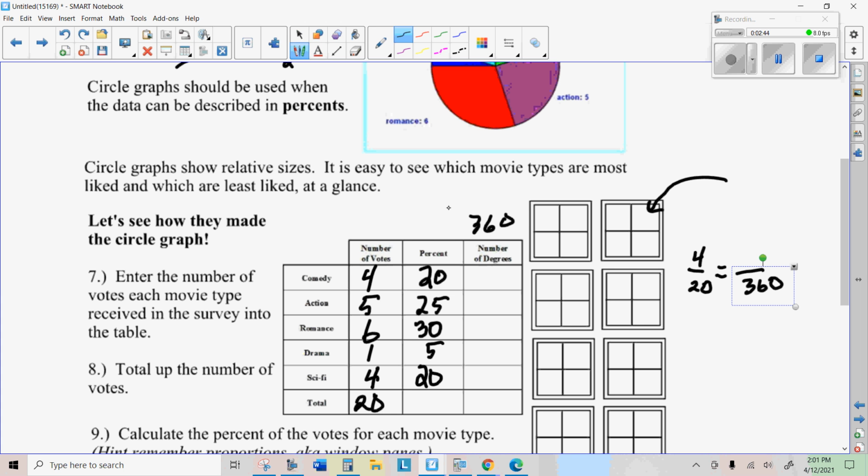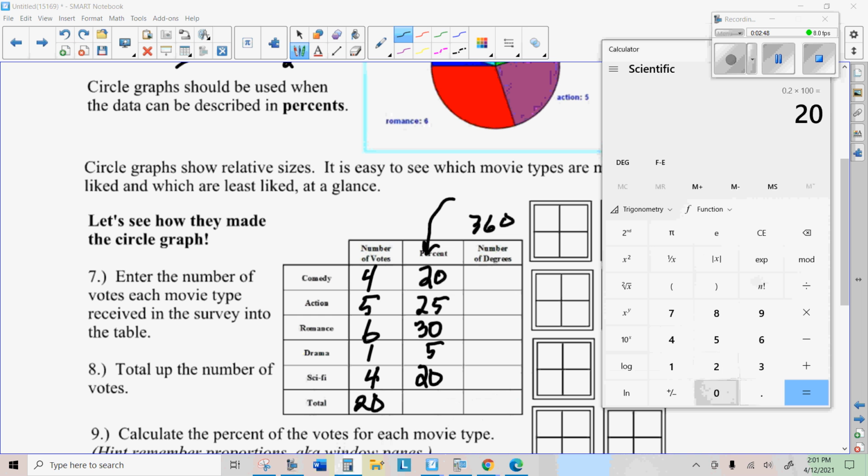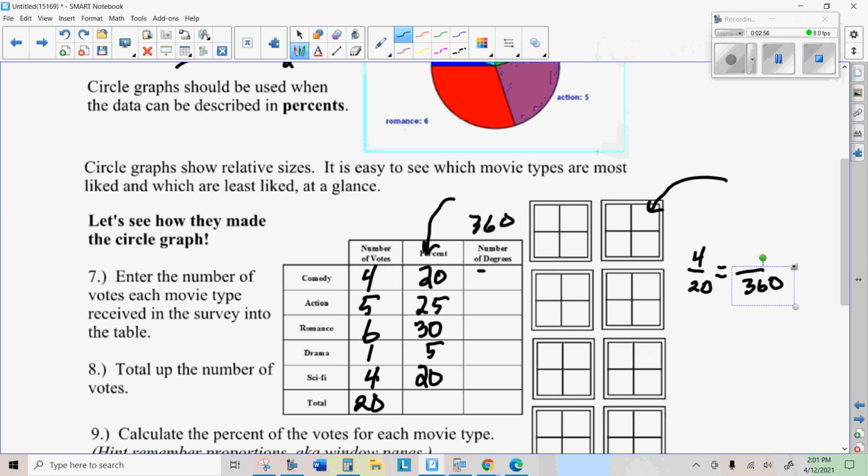I already have the percent, so I'll take my percent, change it to a decimal, and then multiply to scale it up to out of 360. So 20% of a circle is 72 degrees out of 360. Go ahead and fill in the rest of those. Make sure that your total percents add up to 100 and your total degrees add up to 360. All right, here's what I got for those totals.